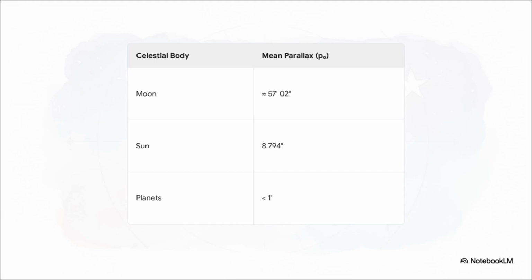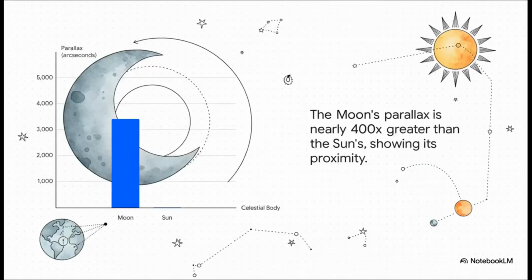Now, what's really interesting here is just how vast the difference is between these standard values. You can see the moon's parallax is enormous compared to the sun's. This directly reflects the relative distances of these bodies from Earth. A larger parallax always means a closer object. And this chart just brilliantly illustrates the scale of that difference. The moon's parallax is nearly 400 times greater than the sun's. It's a striking visual confirmation of how much closer the moon is to us compared to our star.